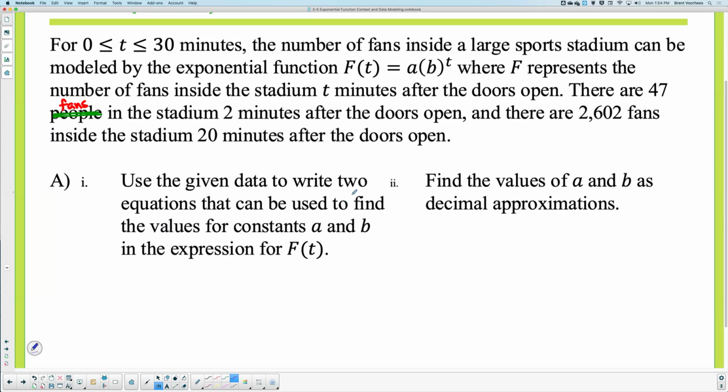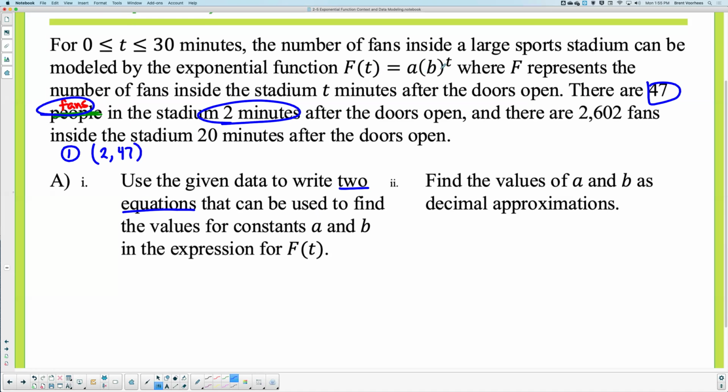We need to write two equations. So to write two equations, you have to know two different points. Did they give us two different points in our problem? Yes, they did. What's our first point they give us? There are 47 fans in the stadium 2 minutes after. Okay, so the first point they gave us, which one refers to your x variable? Is it the fans or the time? Time. Time is the input. So how much time? At 2 minutes, there's how many fans? 47. We're going to plug that point in first.